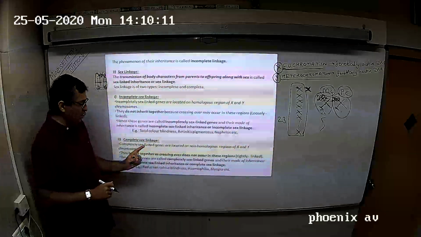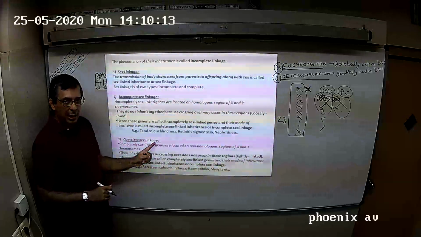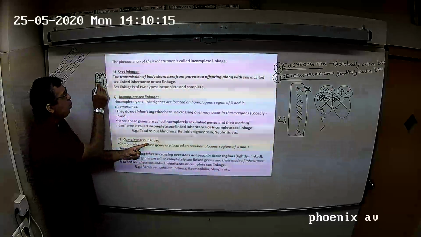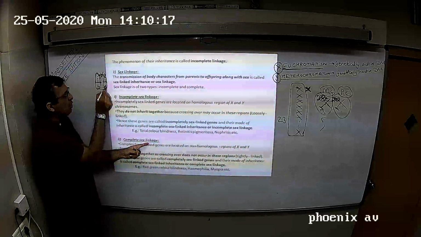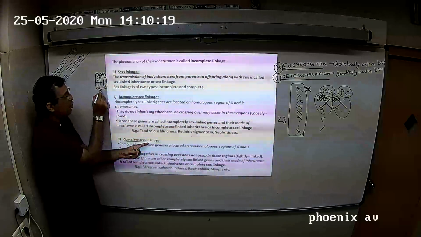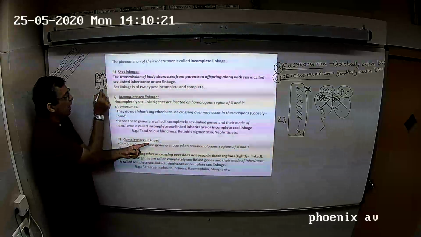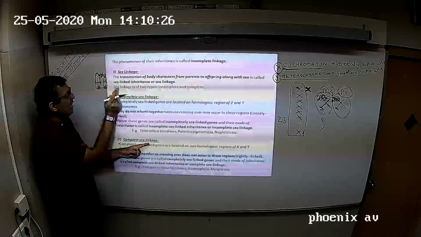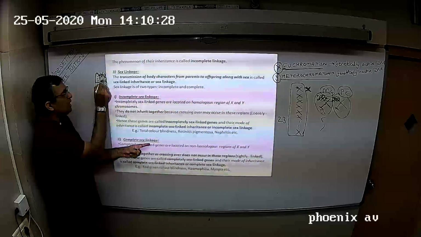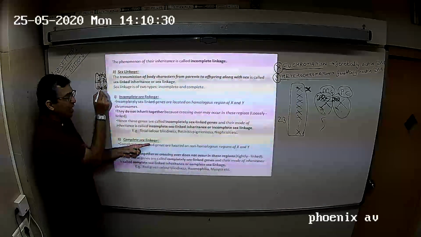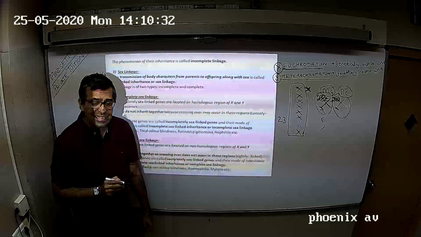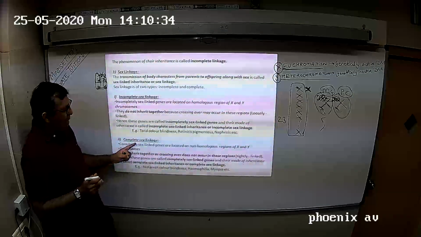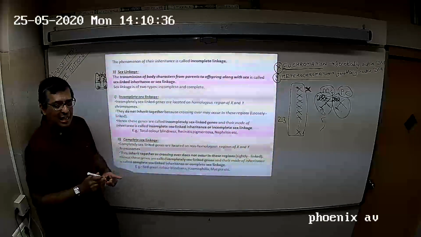And what is that linkage called? Complete sex linkage. So genes on the homologous regions of X and Y can undergo crossing over, and that is called incomplete sex linkage. Genes on the non-homologous regions cannot cross over, so that is called complete sex linkage. So what are examples of completely sex-linked genes?